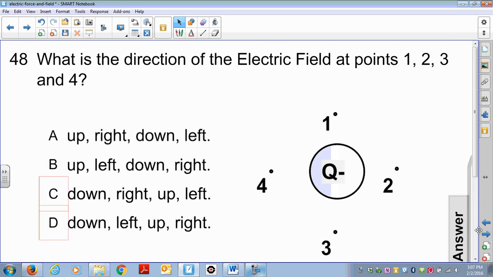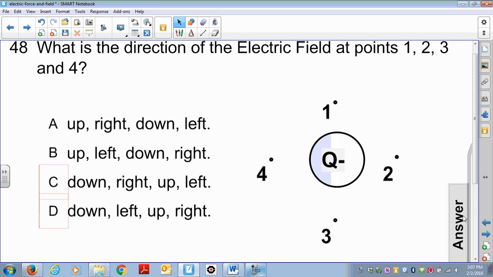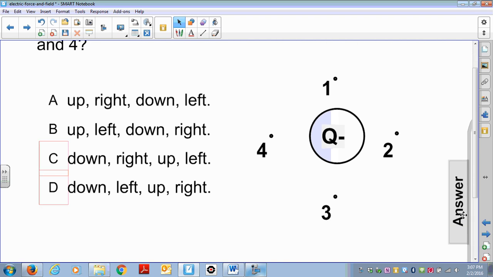What is the direction of the electric field at points 1, 2, 3, and 4? Is it A, up, right, down, left, B, up, left, down, right? Is it C, down, right, up, left, or is it D, down, left, up, right?